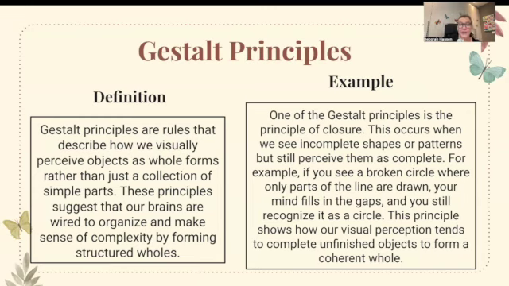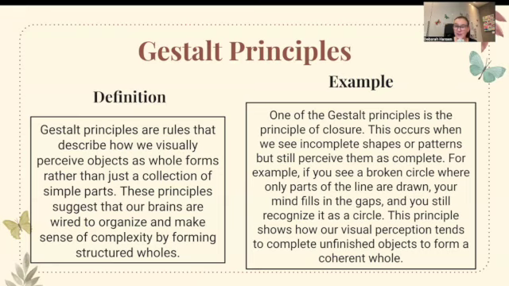Gestalt principles. The Gestalt principles are rules that describe how we visually perceive objects as whole forms rather than just a collection of simple parts. These principles suggest that our brains are wired to organize and make sense of complexity by forming structured wholes. One of the Gestalt principles is the principle of closure.